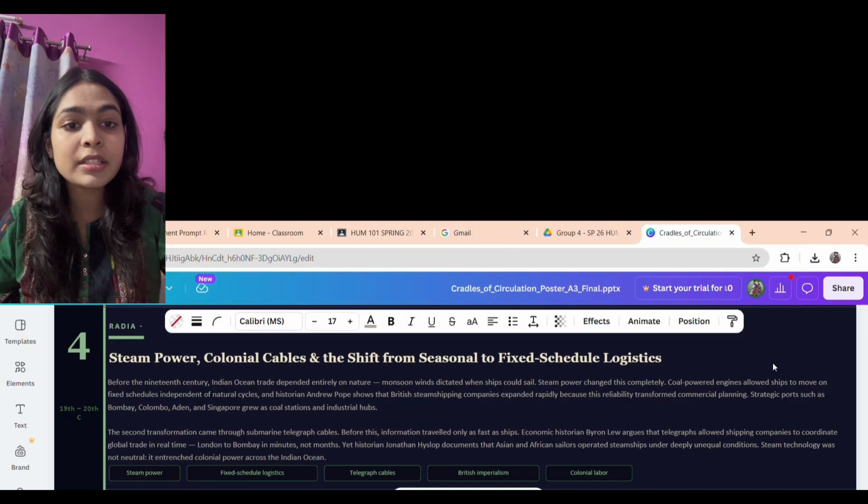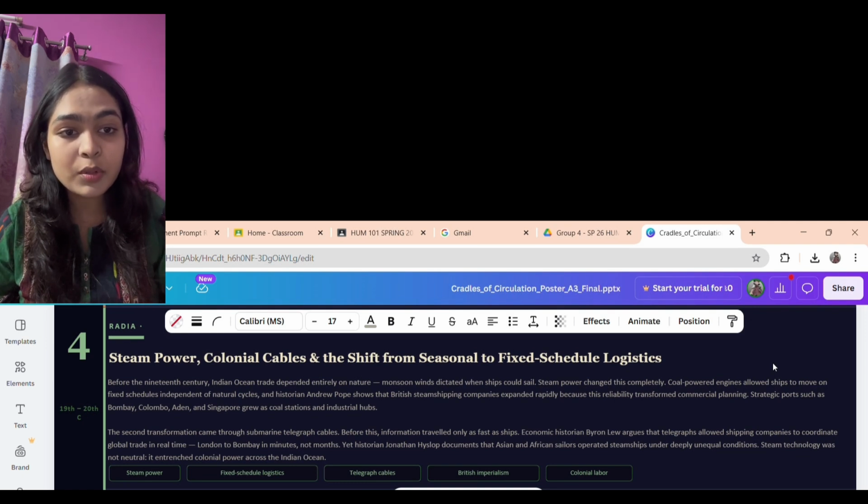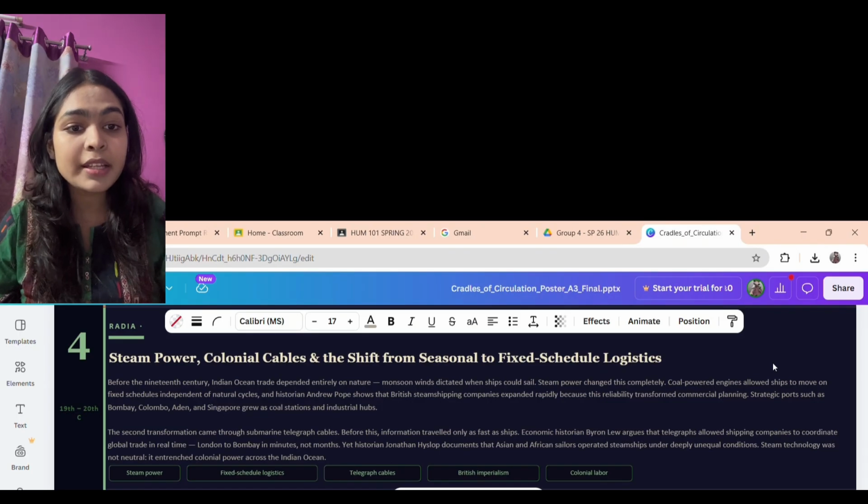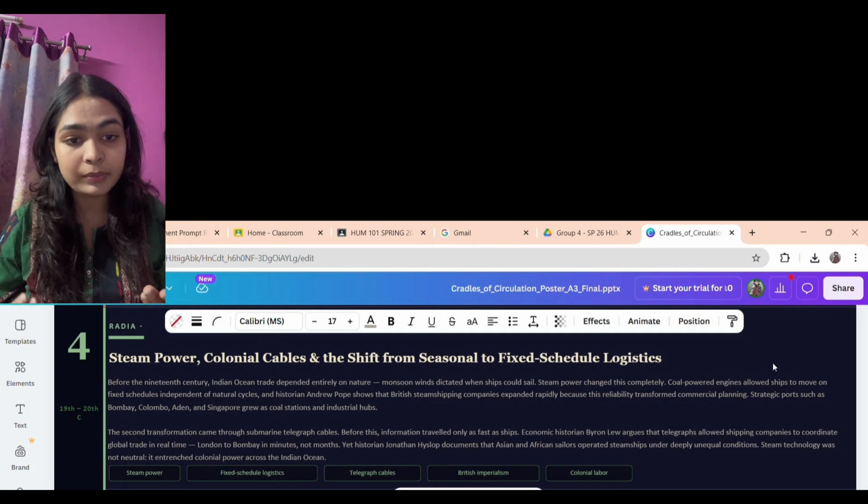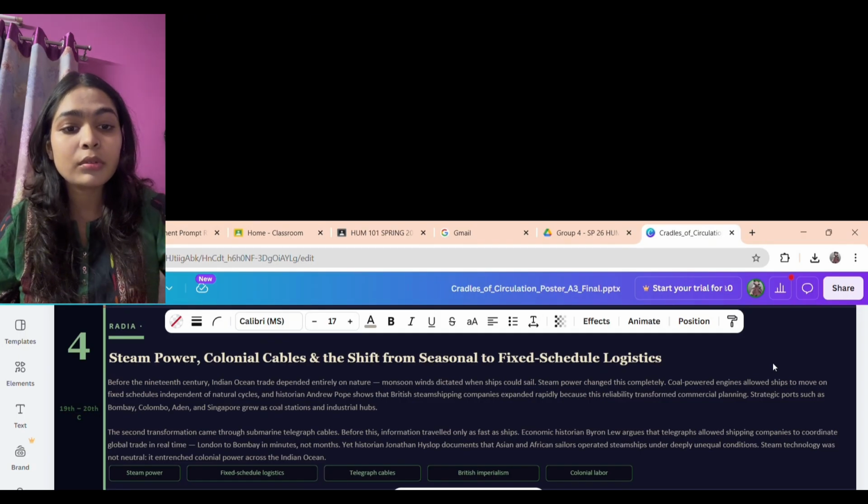Even today, we can still see the legacy of these 19th century transformations. Modern global shipping systems, container ports, and international supply chains continue to rely on fixed schedules and rapid communication networks. Many of the important Indian Ocean ports established during the colonial period remain major centers of global trade today.